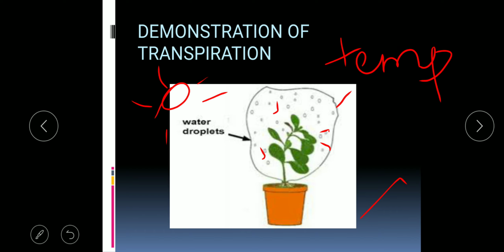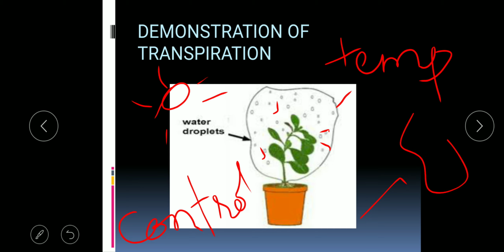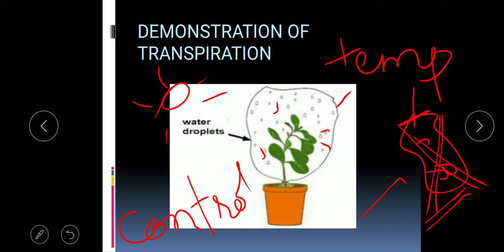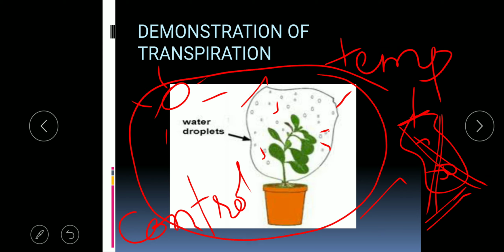Water. And if it is asked what will be the control setup for this experiment, we will simply take a polythene bag, tie that polythene bag, and suspend it in the sunlight with the help of a thread. Would you observe any droplets in it? No, you will not observe any droplets inside this polythene bag. So this is the control setup and this is the experimental setup. So what is the aim of the shown diagram? To show that plants perform the process of transpiration.